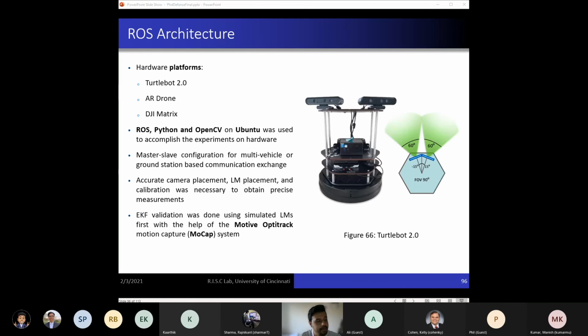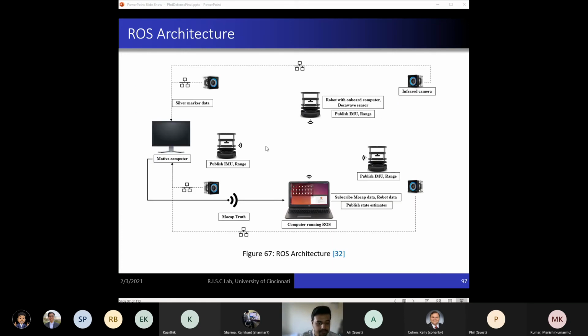We developed the hardware base using the Turtlebot, Pololus, AR drones, and DJI Matrice. I have mostly used Turtlebots to test and validate my algorithms, primarily because of their payload carrying capacity. We developed the hardware platform for single and multiple vehicle operations using ROS, Python, Ubuntu, and OpenCV. The system has the capability to be controlled by individual computers that are mounted on top of the vehicles, or we can do so using ground stations using master-slave communication. The motion capture system, or mocap, provided the ground truth for comparison.